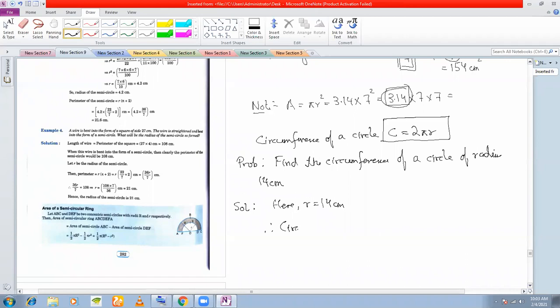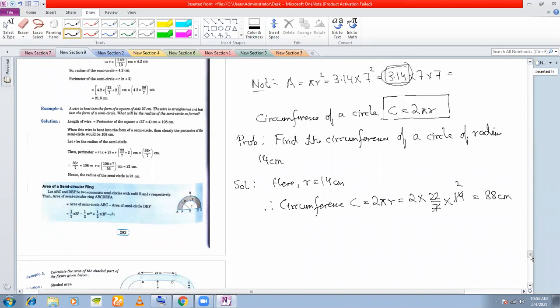Therefore, circumference C is equal to 2 pi r. Put the value of pi as 22 by 7. Why should I put the value of pi as 22 by 7? Because see, when I'm multiplying by 14, this 7 will cancel here. That is why I'm taking the value of pi as 22 by 7. So this is 44 into 2, which is 88 centimeters. So that is the circumference of the circle. So this was a simple illustration of this.